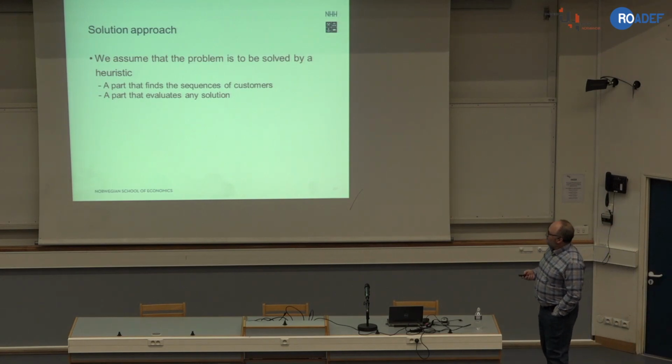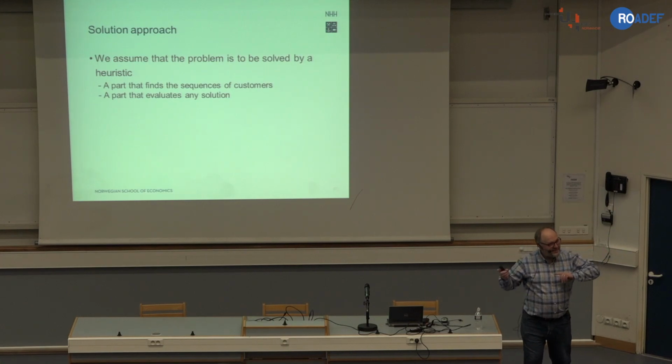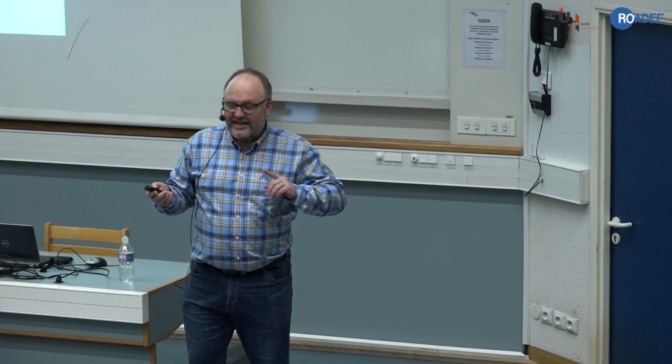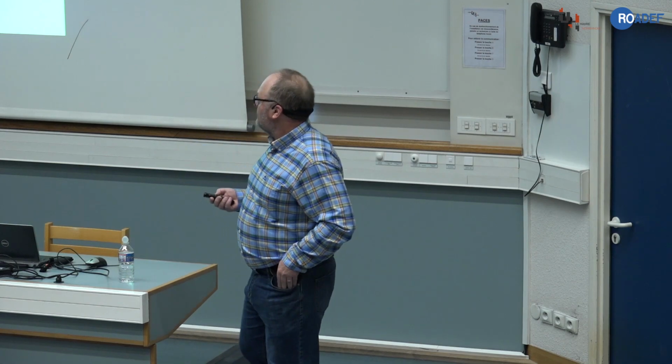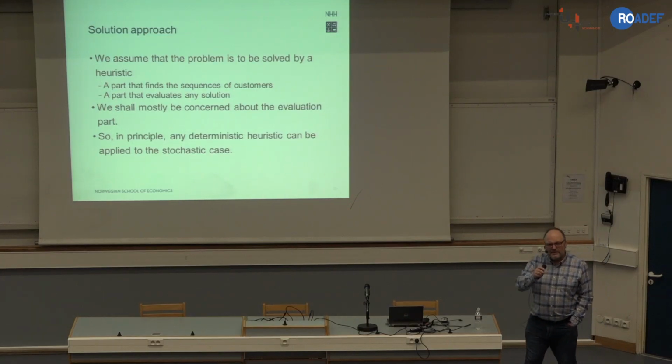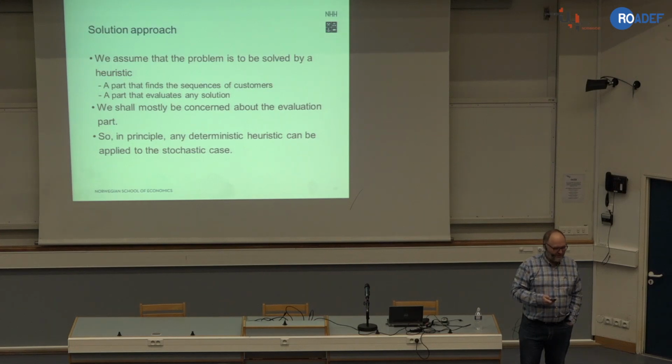Now, what about when we solve it? So we assume that the problem is solved the way it usually is for big problems, also in deterministic. There is a part that finds a sequence of customers, and then there is a part that basically evaluates correctly in the stochastic setting the cost of that heuristic solution, right? And we're only looking at the second part. So in principle, if you have your favorite method for the deterministic version of the problem, and I can provide you with a way to value it in the stochastic setting, you can test your favorite method.